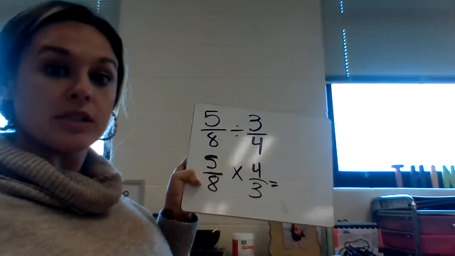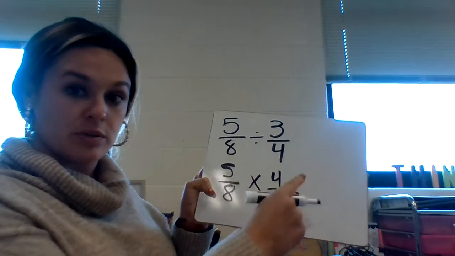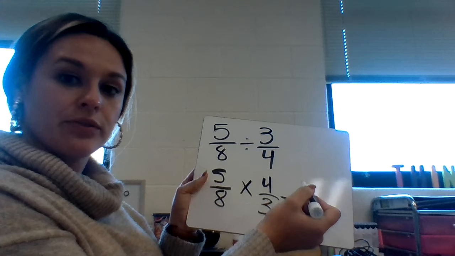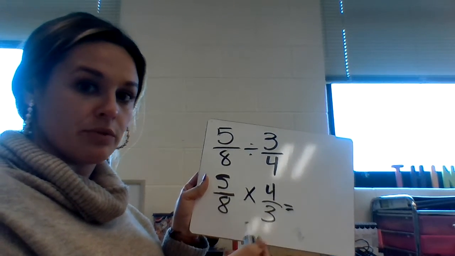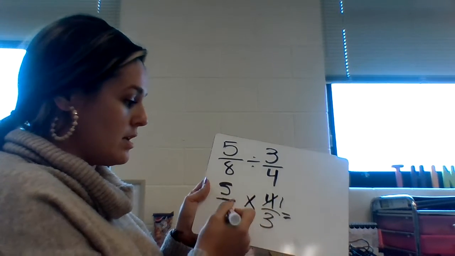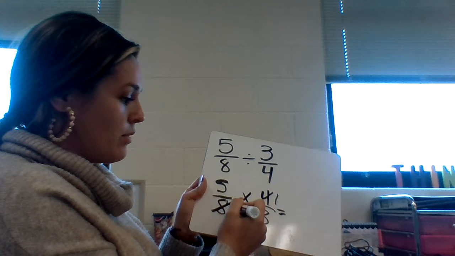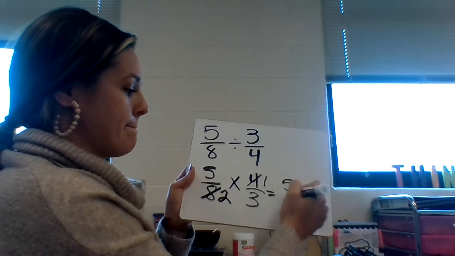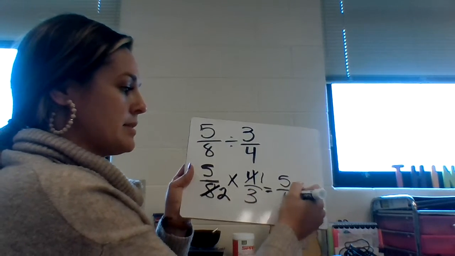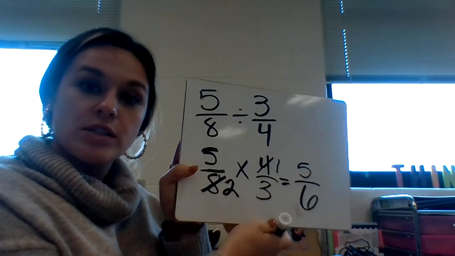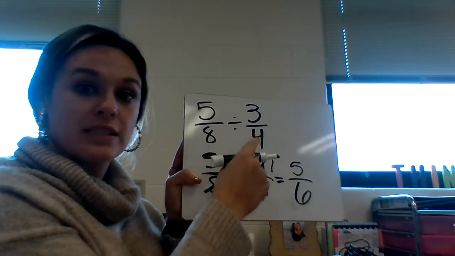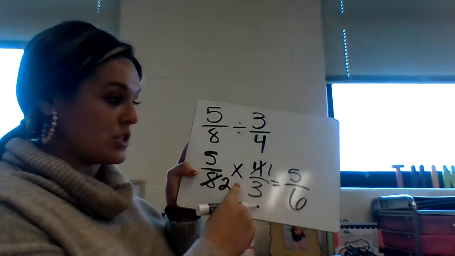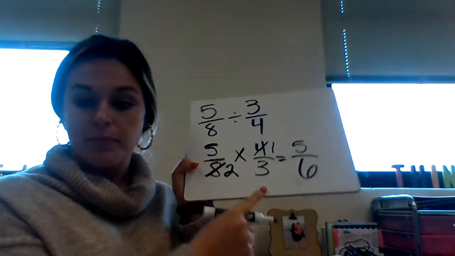And then when you multiply, you can multiply straight across. But if you can reduce it, you can look at your diagonals to reduce. So 5 and 3, nothing can reduce. But 4 and 8, if you divide the 4 and the 8 by 4, they do reduce. 4 divided by 4 is 1. 8 divided by 4 is 2. So now we're going to multiply straight across. 5 times 1 is 5. 2 times 3 is 6. So the answer to 5/8 divided by 3/4 is 5/6. Keep your first fraction, change your sign, flip your second fraction.